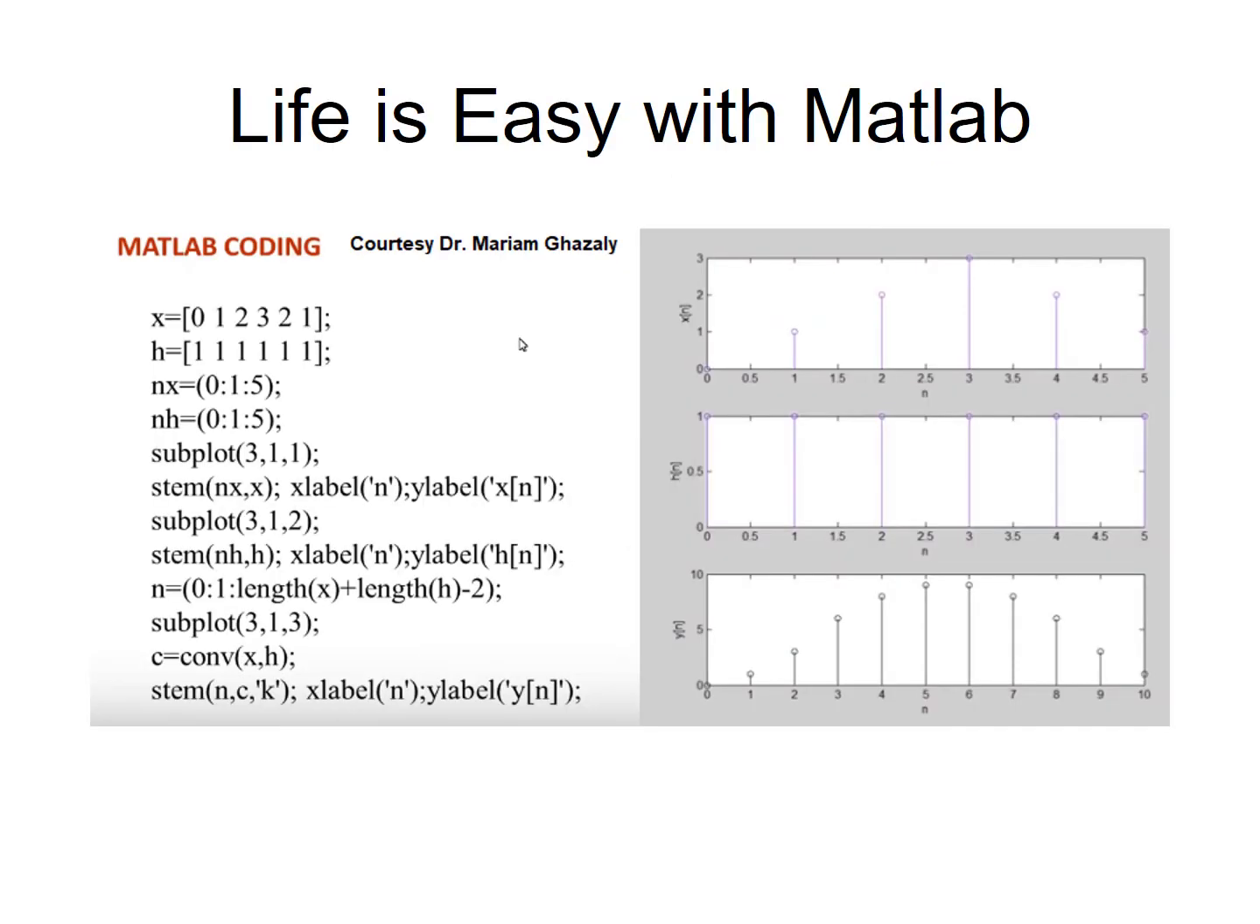Now, this was all for your academic knowledge. Now, with the help of MATLAB, life has become very easy. So this is a simple plot, with two signals, x and the impulse response. And then we write a few lines of code to plot, and you get an output plot as shown here. So I'm sure by now you know what MATLAB is, and you must also practice all these sums to solve through the help of MATLAB.